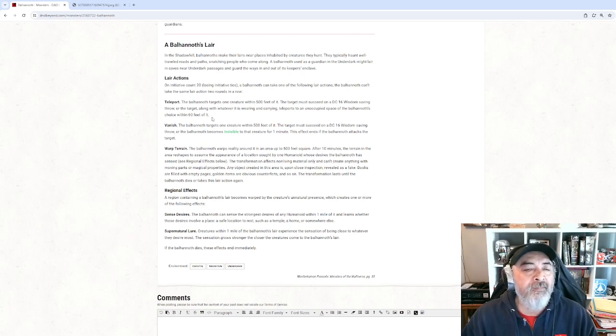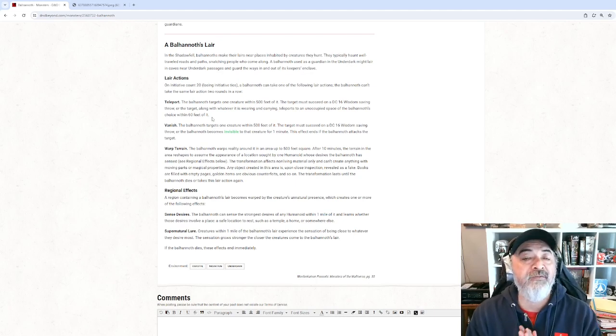Warp terrain. The Balhannoth warps reality around it in an area up to 500 square feet. After 10 minutes, the terrain in the area reshapes to assume the appearance of a location sought by one humanoid whose desires the Balhannoth has seen. Regional effect. See the regional effect below.